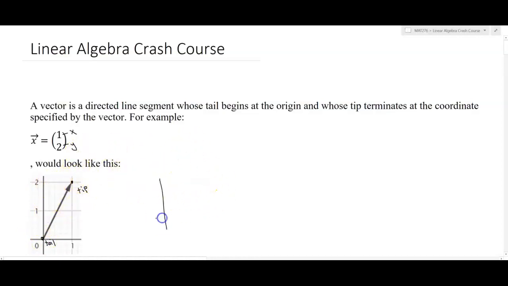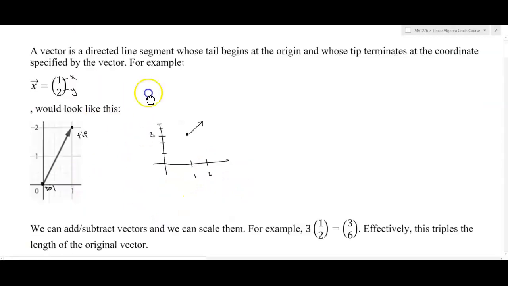You could also have vectors that start somewhere else. For example, let's say at the point 1, 3, and as long as its displacement is 1 in the x direction and 2 in the y direction, that's the same vector as the one we're analyzing down here at the origin, that's over 1, up 2. So these are actually identical vectors. They don't have to be at the origin.